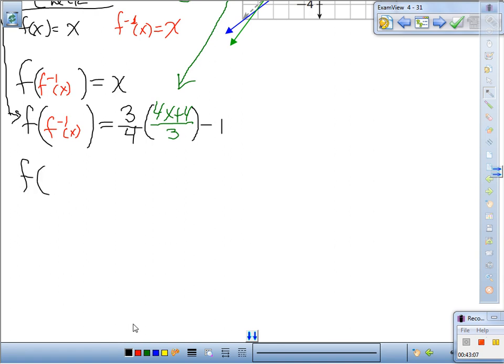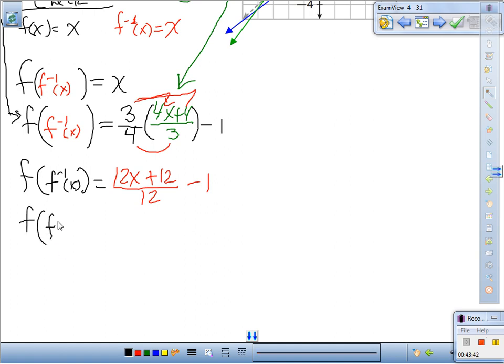F of f inverse of x equals, here, I'm going to distribute. I'm going to do it in red so you guys can see it. What is 3 times 4x? 12x. What is 3 times 4? 12. Over. What is 4 times 3? 12. And all that minus 1. Are we there so far? Okay, good.